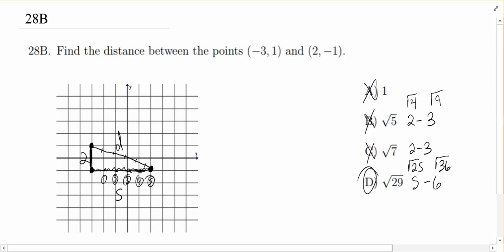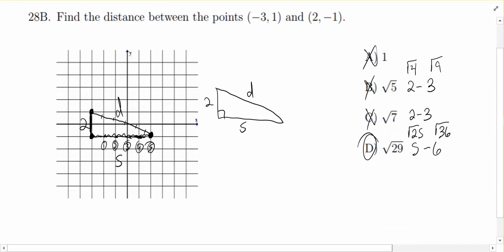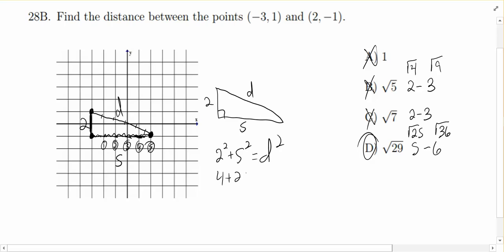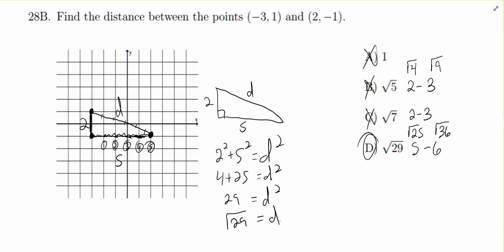It's 5 units over. So really what's going on here is we have nothing more than a simple right triangle where we're going to use the Pythagorean theorem and say 2 squared plus 5 squared equals d squared. So 4 plus 25 is d squared. 29 is d squared. d is the square root of 29. So again, it's not terribly hard to do the actual math if we do the Pythagorean theorem, but it sure was a whole lot easier to just count.